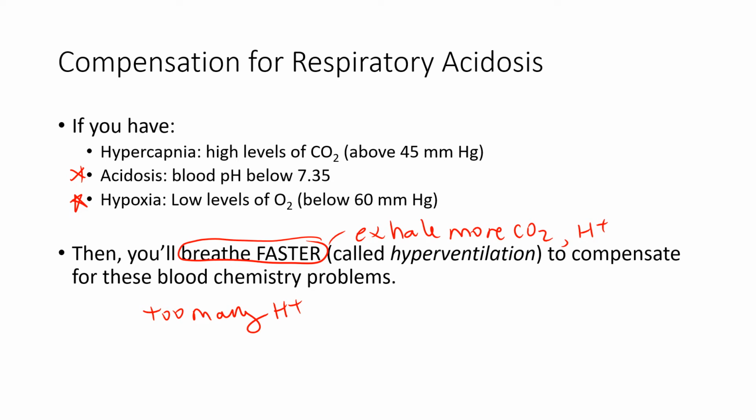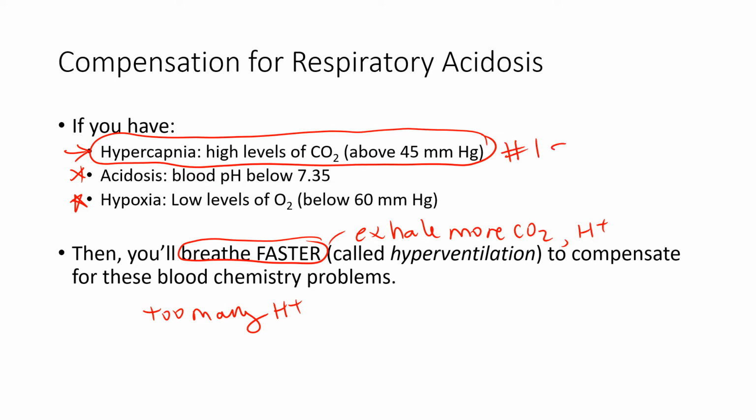Let's talk about hypercapnia. I'm going to circle this one, and you will notice in your course pack that carbon dioxide is in fact the #1 stimulus for respiration. Interesting, right? I bet you thought oxygen was the #1 stimulus. But in fact, carbon dioxide is the #1 stimulus for respiration. Why? Because it directly influences your pH. Oxygen does not directly influence your pH.